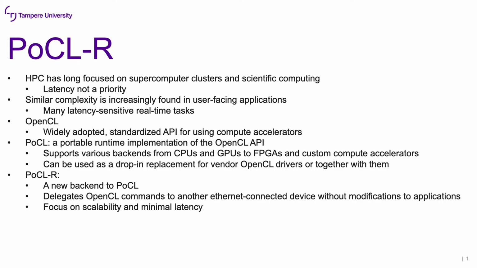Traditionally, the focus of high-performance computing has been with supercomputer clusters and scientific applications where scalability is extremely important, but latency is not a high priority. Similarly, complex compute tasks can be increasingly found in user-facing real-time applications where latency is often a key metric. PoCL-Remote provides an implementation of the standard OpenCL API meant for high-performance computing. It achieves throughput scaling by offloading compute tasks to one or more compute nodes on a network, while still maintaining low latencies necessary for real-time applications.